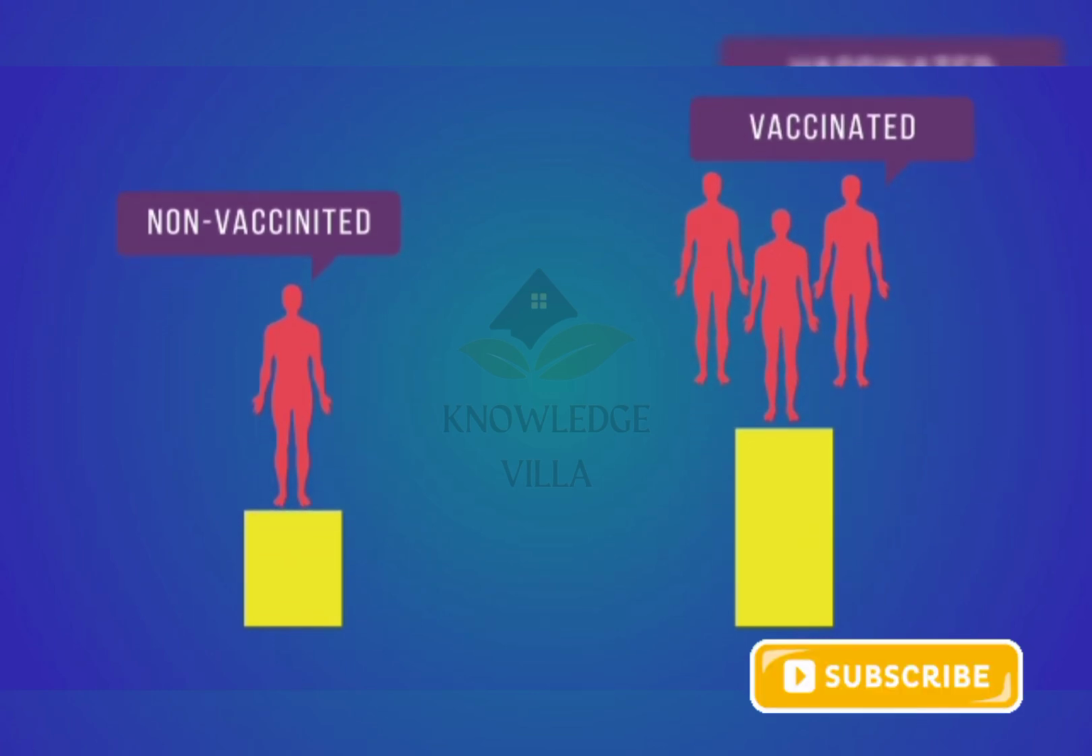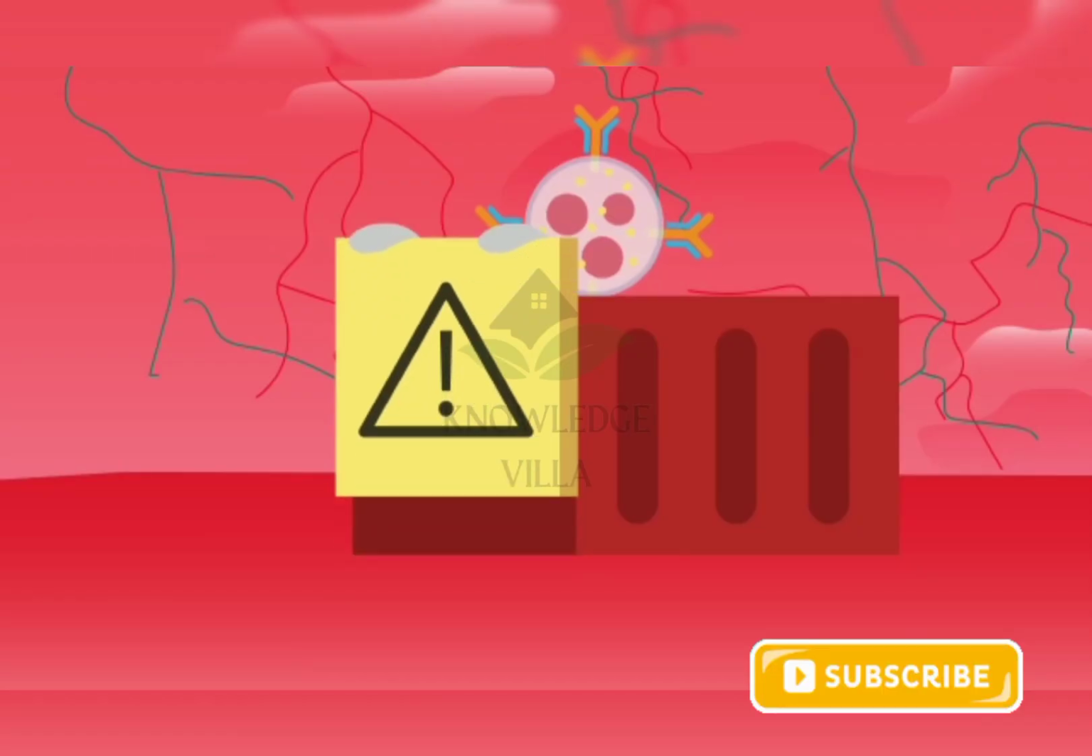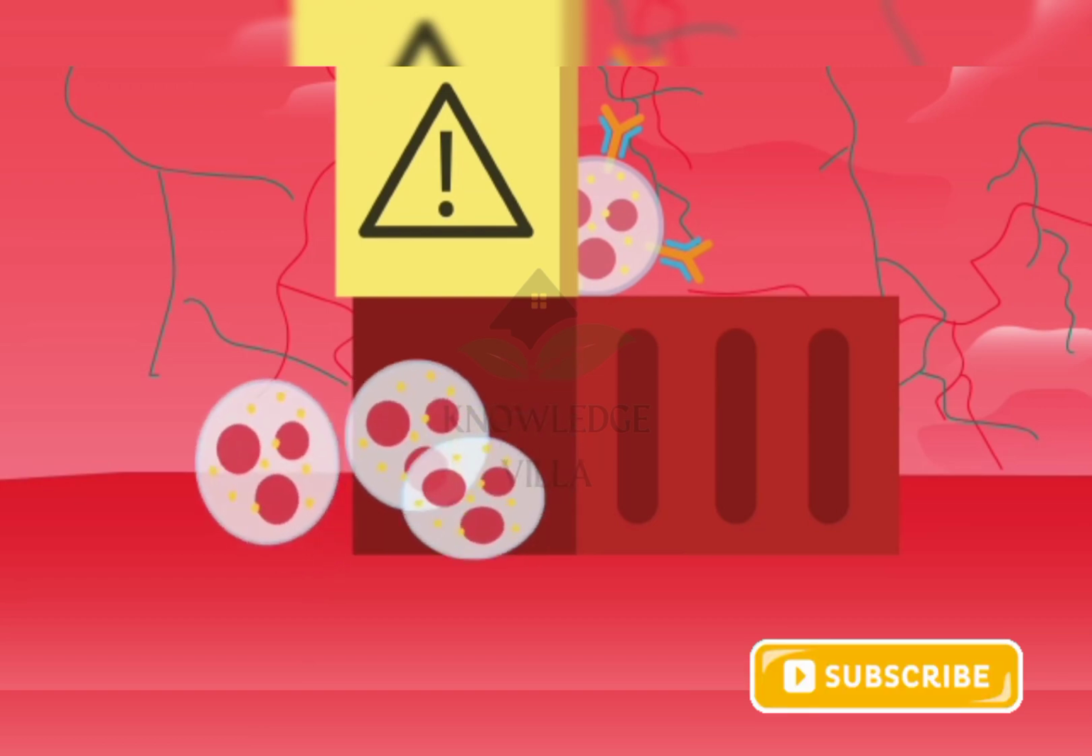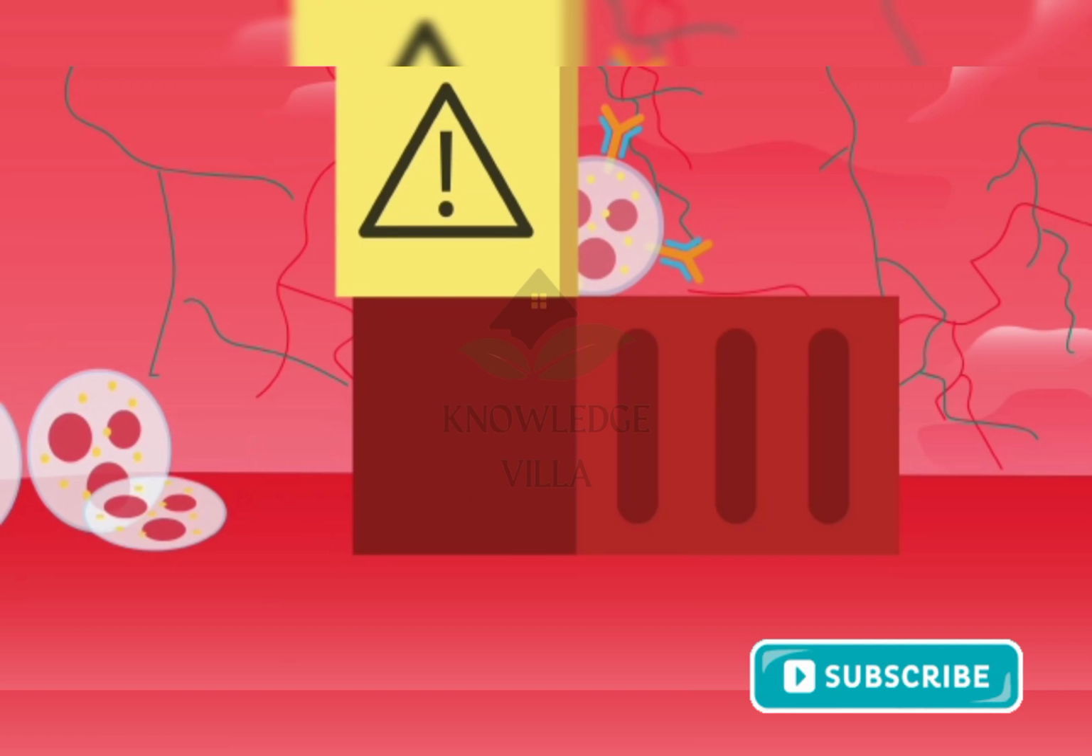So there you have it, vaccination triggers our immune system to develop memory cells ahead of time, meaning our immune system is ready to launch an attack as soon as a pathogen enters the body.